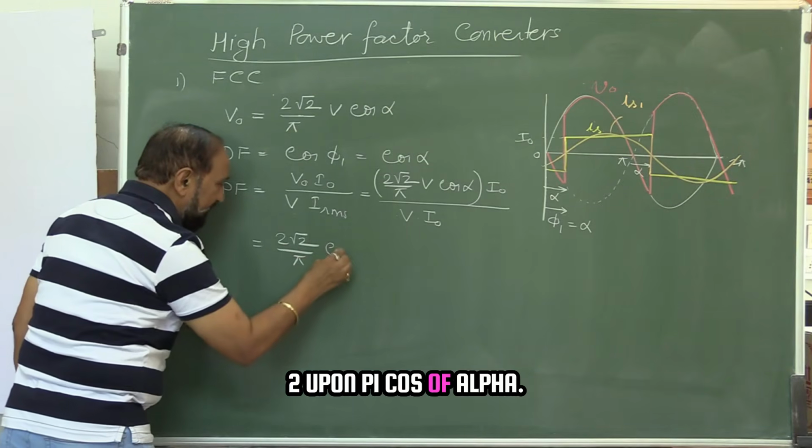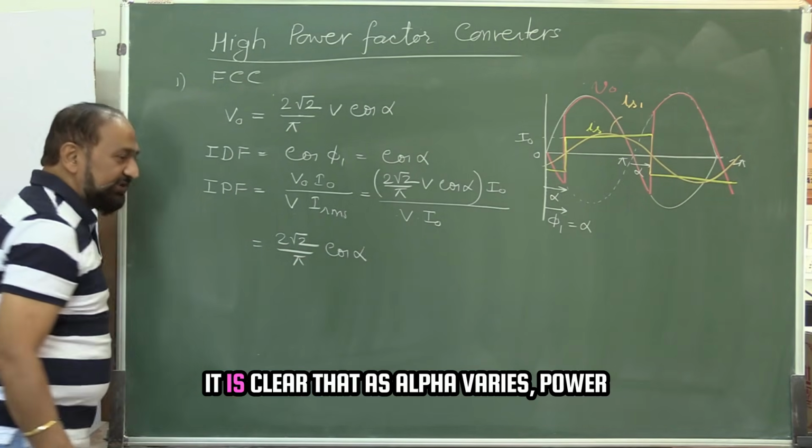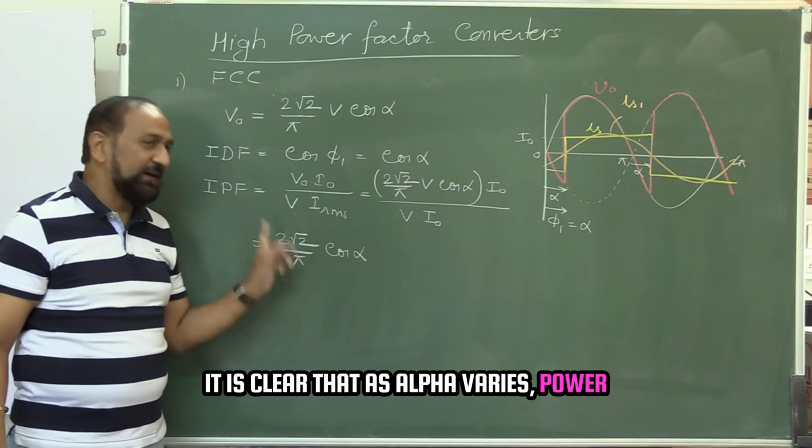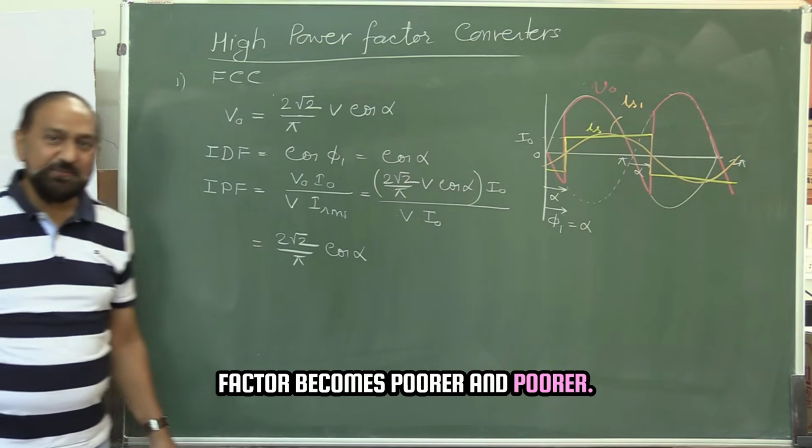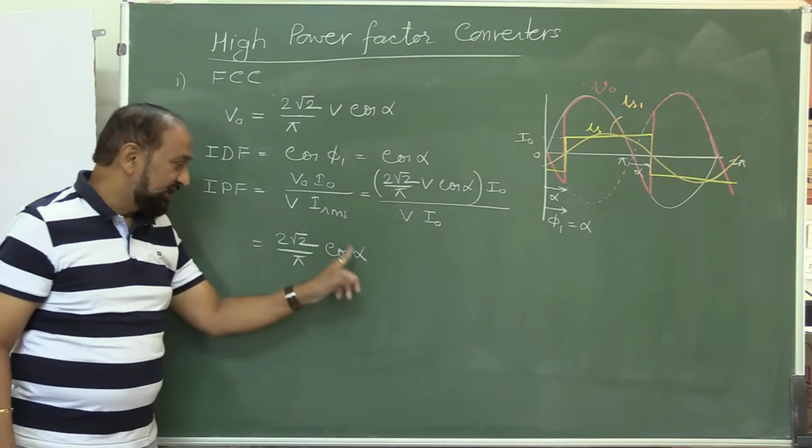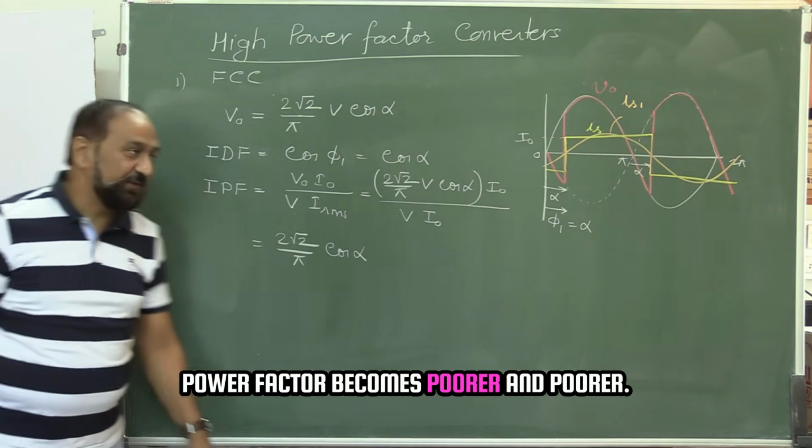Upon pi cos of alpha. It's clear that as alpha varies, power factor becomes poorer and poorer. As alpha is increased, power factor becomes poorer and poorer.